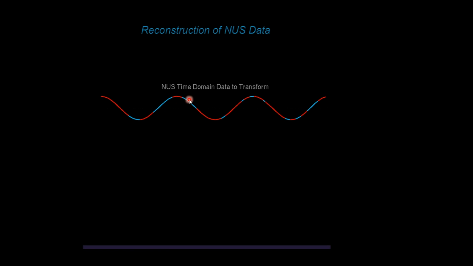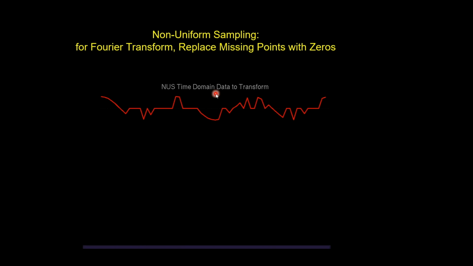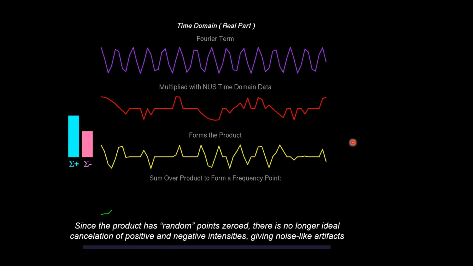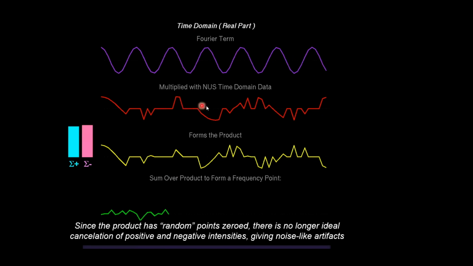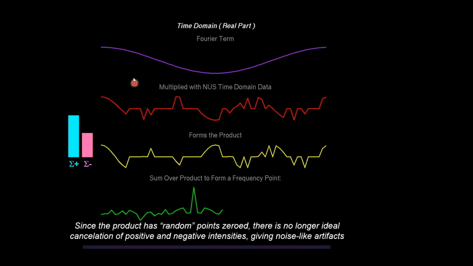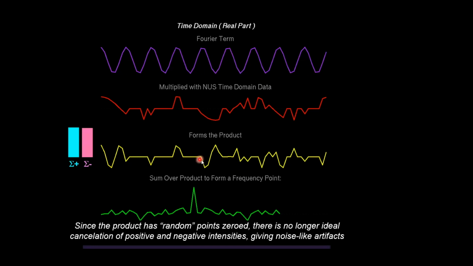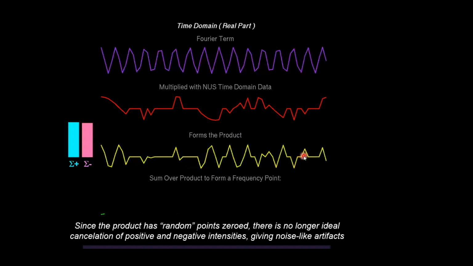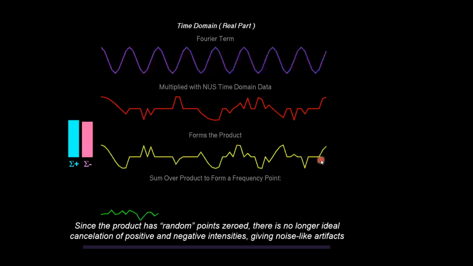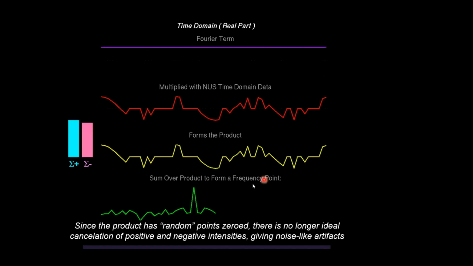Particular parts are going to be skipped in the acquisition. So we have these empty spaces that we have to fill in somehow. If we want to use a regular Fourier transform on this data, that corresponds to filling in the missing places with zeros to start with. And so when we take this data and put it through our Fourier transform mechanism, we have our non-uniformly sampled data, which has zeros in different parts. And so when we multiply it by our Fourier term, the product also has zeros in those same positions. And so again, like we saw with the truncated data, when we add up this data, the positive parts and negative parts don't cancel perfectly the way that they used to. And so the result is that we get a spectrum that looks like this.